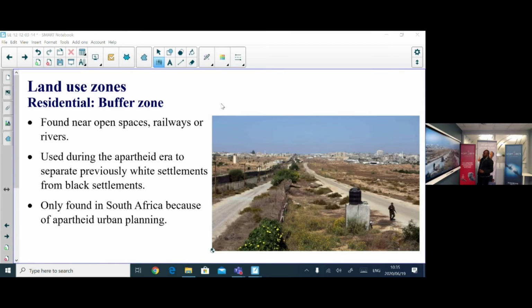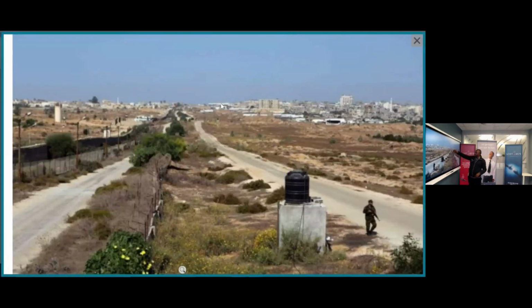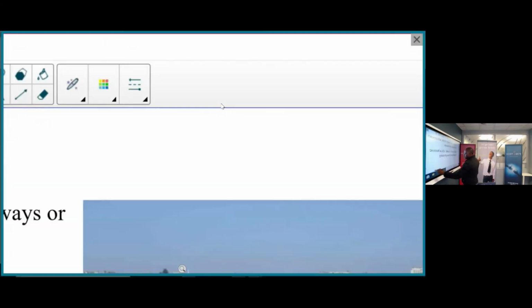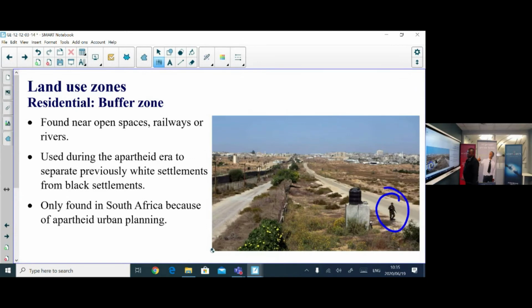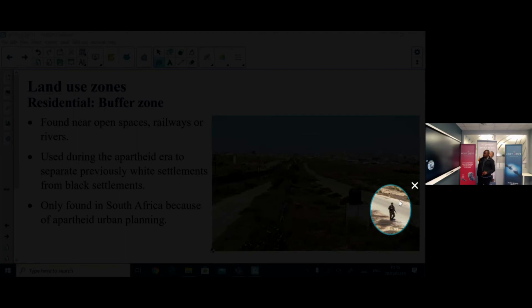So as you can see here, there is a large tract of land that is not developed in between. And as you can see, there's a security person here who has been posted to safeguard the area and make sure that people do not cross the boundaries. So that's why we say this is typical of the apartheid regime.